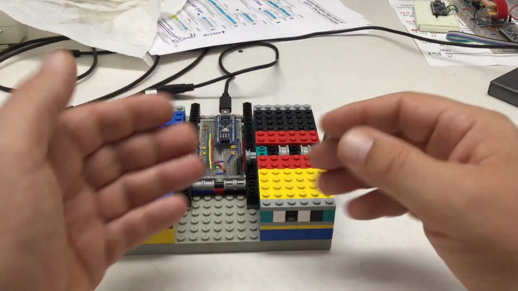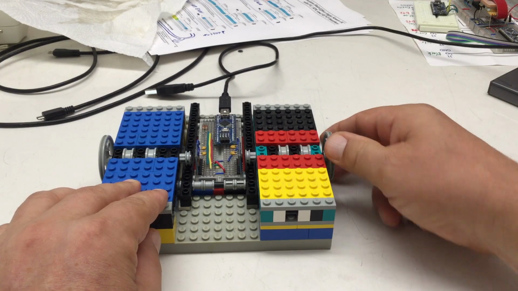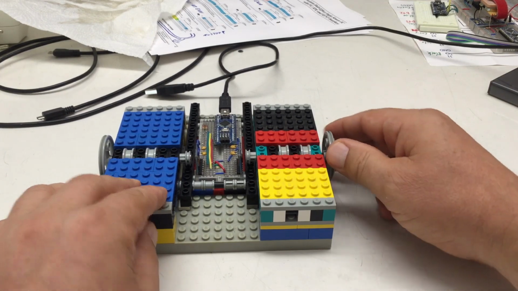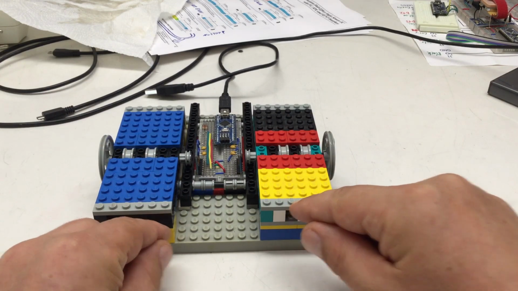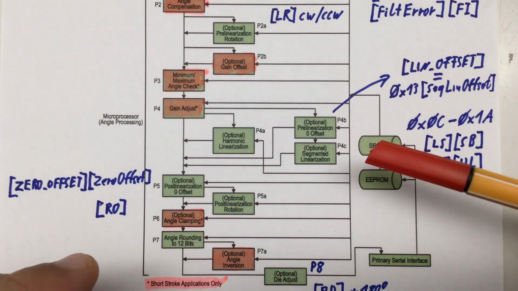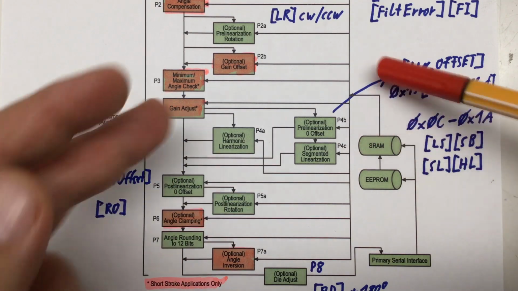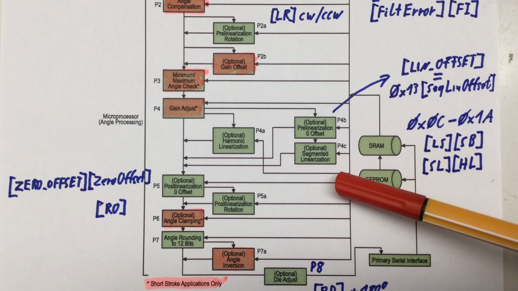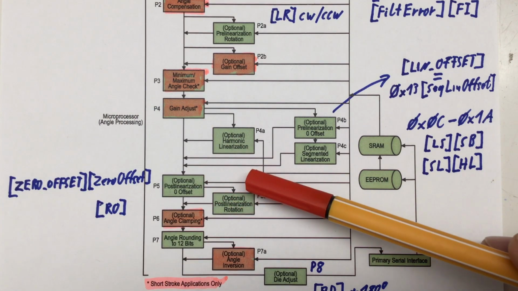Today I want to actually correct the errors we have here on our angle measurements using the linearization features of the A1335. Enjoy! The A1335 offers you two different kinds of linearization. First, you have the segmented linearization, and second, there is a harmonic linearization.